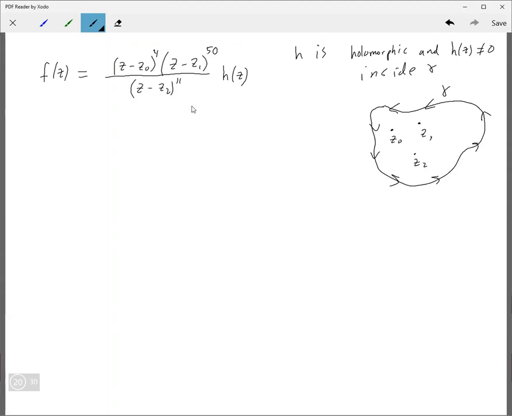Okay, but what I want you to do is consider F prime of Z over F of Z. Consider that quotient. I'll figure out what that is. Now, this piece right here, I can put up in the numerator as -11, because I want to take the derivative. So I'm going to put that up there as z minus z2 to the -11.